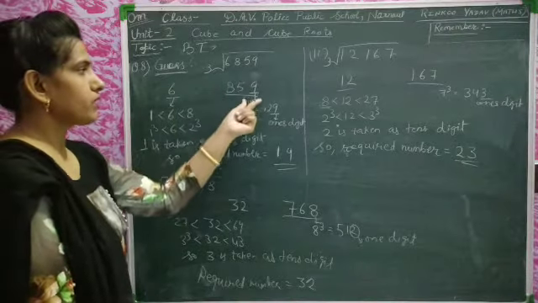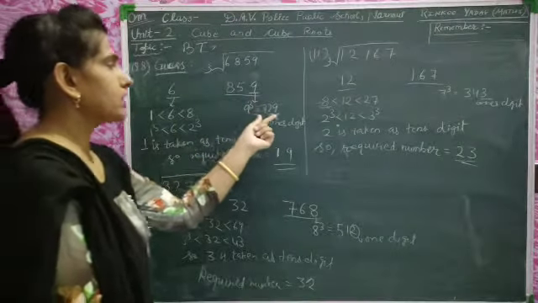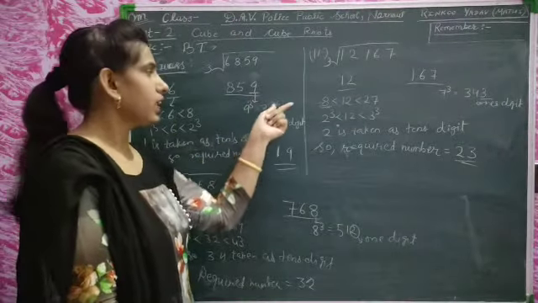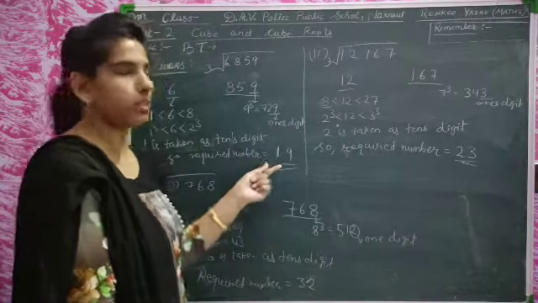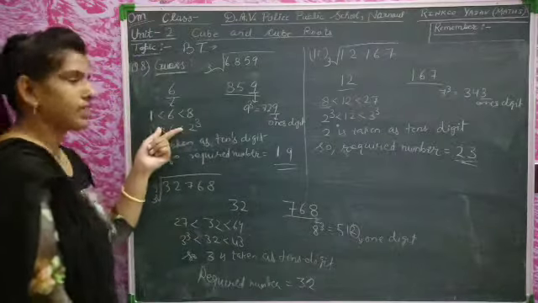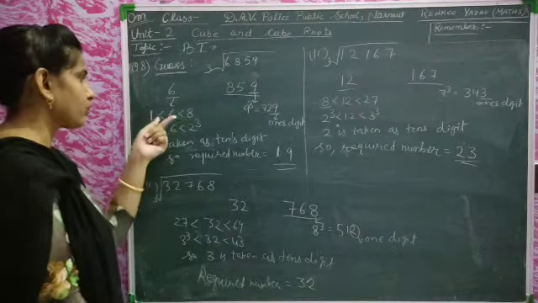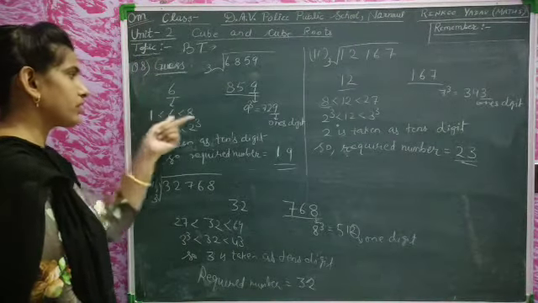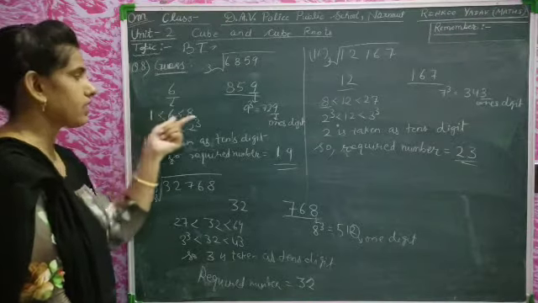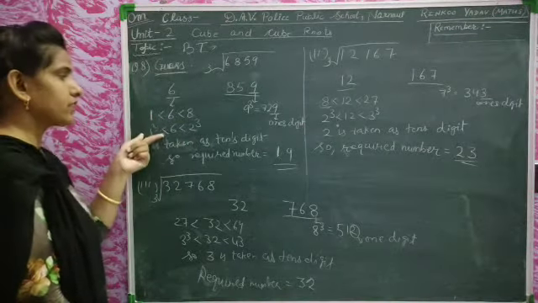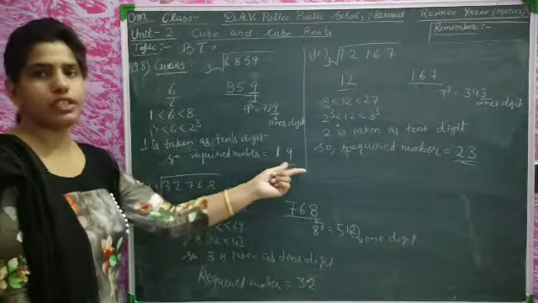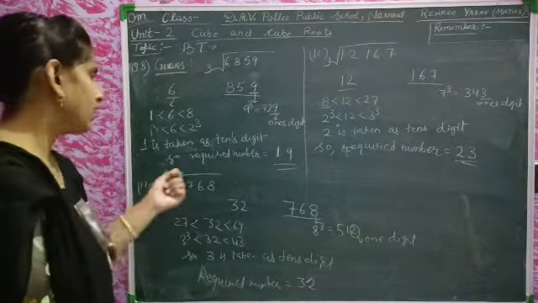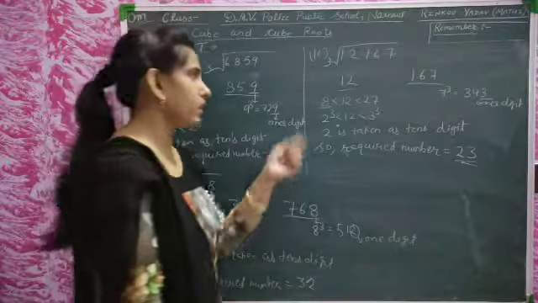In the first group, the ones place digit is cubed, and its ones place digit is the ones digit in the required number, and the tens place digit we guess from this number. 6 is between the two cube numbers that are 1 and 8, that is 1 cube and 2 cube, and 1 is the smaller number, so we will take 1. 19 is the required number.